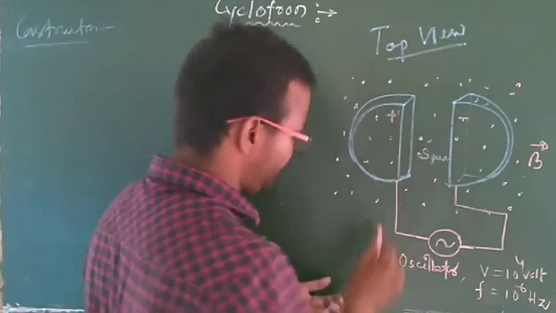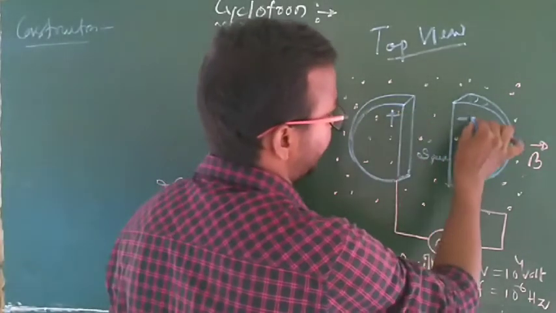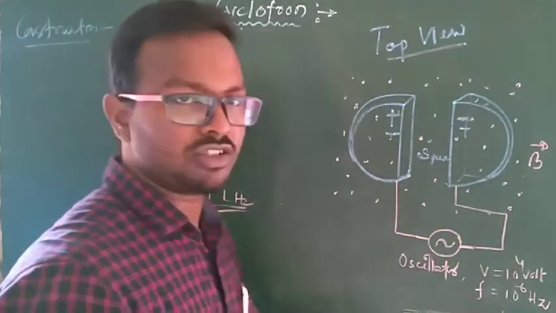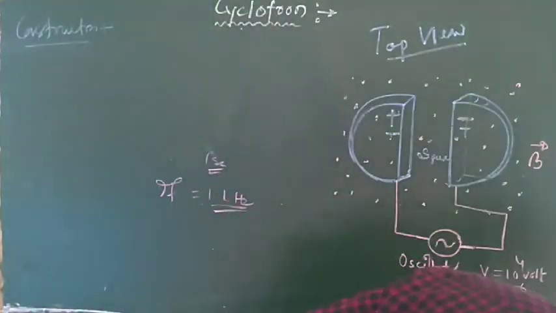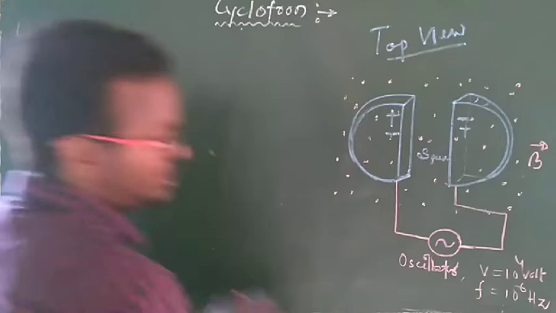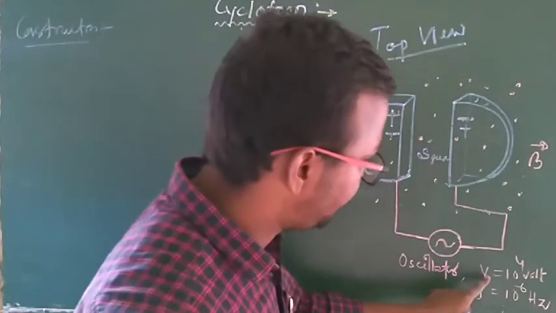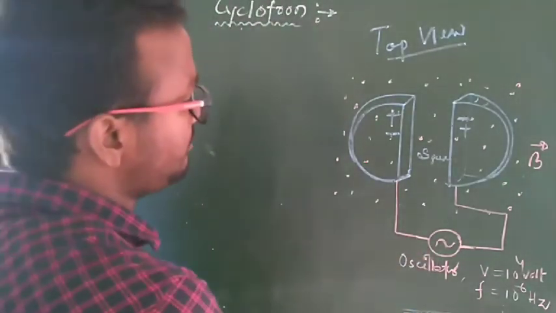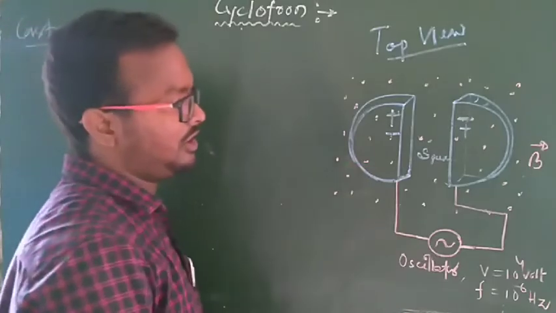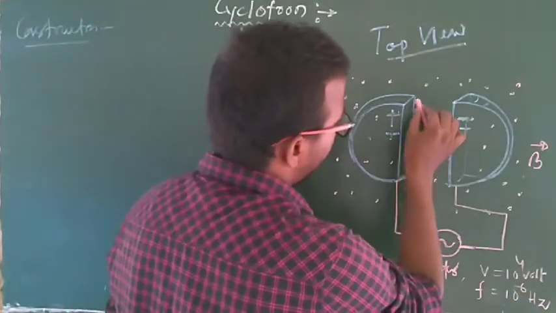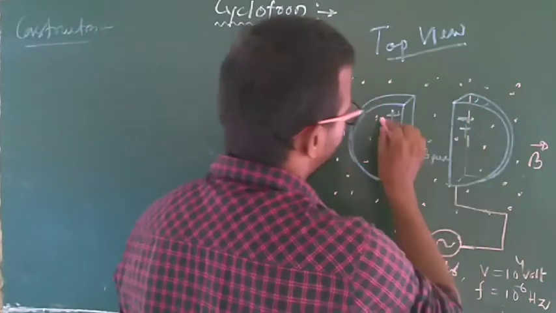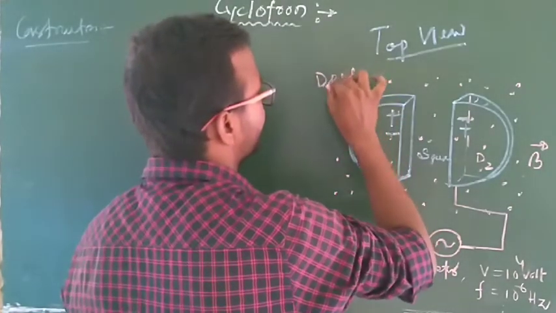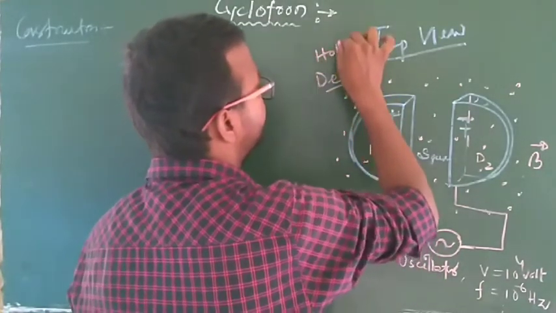First this is the positive terminal, connected with positive and the other negative. Then the second time, positive, negative, negative, positive, and so on. So this is known as an oscillator; it changes its polarity after an interval of time. This is the frequency of the oscillator, and it provides a voltage V equal to 10 to the power 4 volt. Clear? This is the top view of a cyclotron and this is its construction. The two discs are hollow shaped, disc D1 and disc D2, known as hollow D-shaped discs.